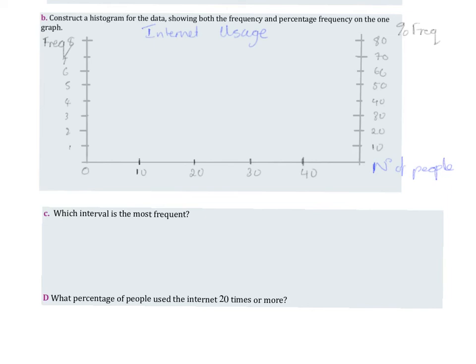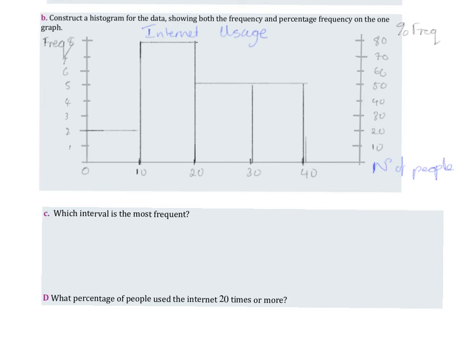We now have to fill that in. For the first one, between 0 and 10, but not including 10, was 2. So we have to go up to 2. Between 10 and 20, but not including 20, there were 8. So we had to go all the way up to 8. Now, if you've done your frequency and percentage frequency to scale on the right-hand side, you shouldn't have to worry about that too much because it should line up with your frequencies. Next one has to go to 5. And of course our last one goes to 5 as well. So that's our histogram for internet usage for 20 people.